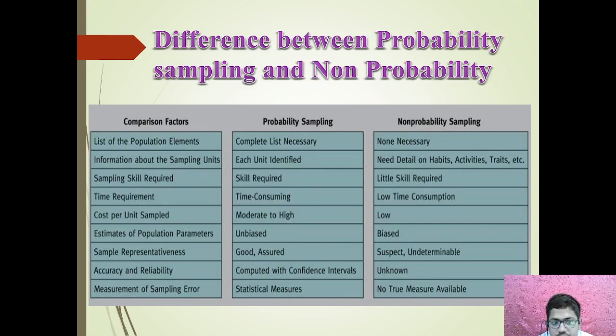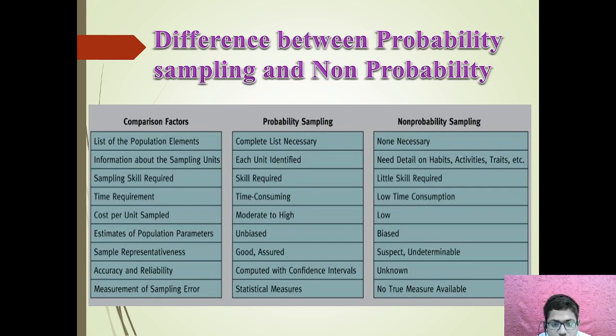Comparison factors. First, based on the list of population elements, a complete list is necessary for probability sampling, whereas for non-probability sampling it is not necessary. Information about the sampling units: in probability sampling, each unit will be identified. Non-probability sampling needs data based on habits, activity and traits. Sampling skill required: in probability sampling, great skill is required, whereas in non-probability sampling, little skill is required. Then time requirement: probability sampling is time consuming, whereas non-probability sampling consumes little time.